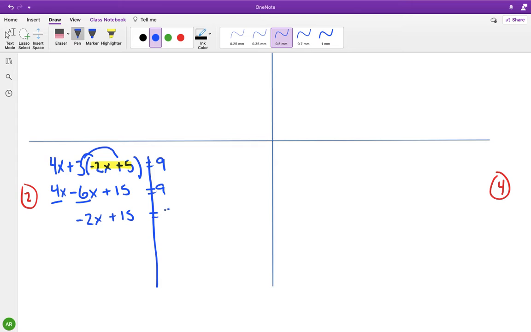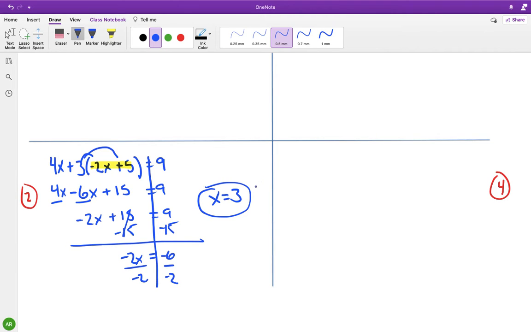All right. Now I'm going to subtract that 15 away from the variable. I'm left with negative 2x equals negative 6. Then I divide by negative 2. And I get x equals 3. Okay. So I have solved for my first variable. I think the x-coordinate for my intersection point is 3.